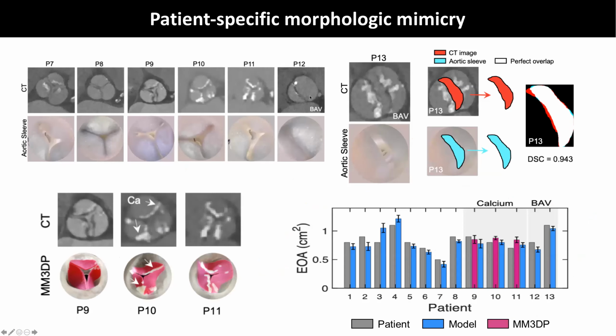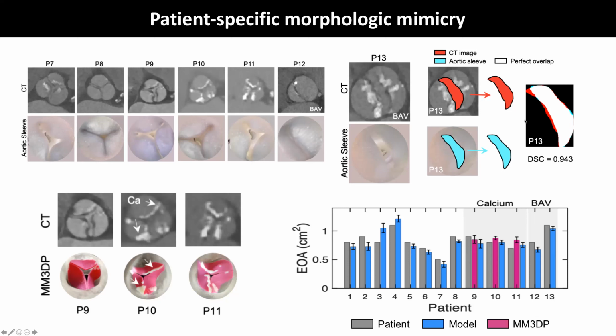So if we look at CT of a number of patients on the top here, some of them with bicuspid aortic valves, we can recapitulate the effective orifice area with our in vitro models that are 3D printed with our sleeve around them. We can use a Dice score coefficient to quantify how close we are to the same effective orifice area.